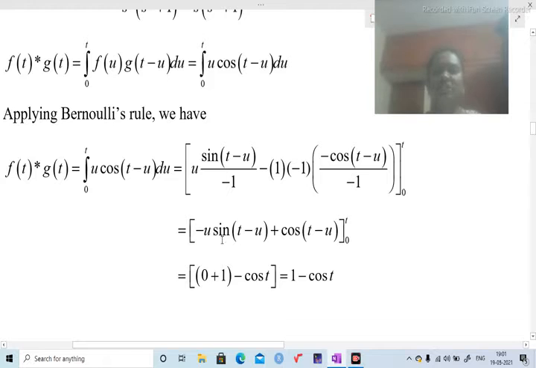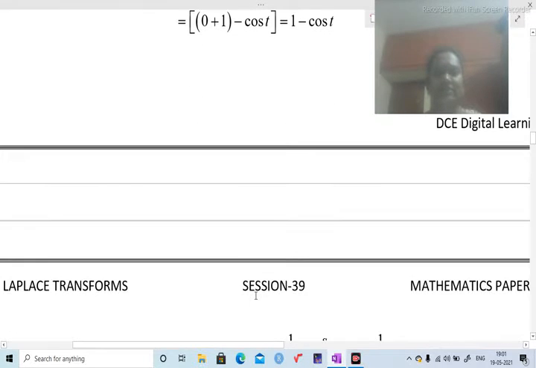Sin 0 is 0. 0 into anything equal to 0. That's why I am going to get 0 here plus cos of t minus t is 0. Cos 0 is 1. Upper limit substitution completed minus lower limit substitution, that is 0. 0 into anything equal to 0 plus cos of t minus 0 is cos t. That's why I am going to get cos t here. That means 1 minus cos t.